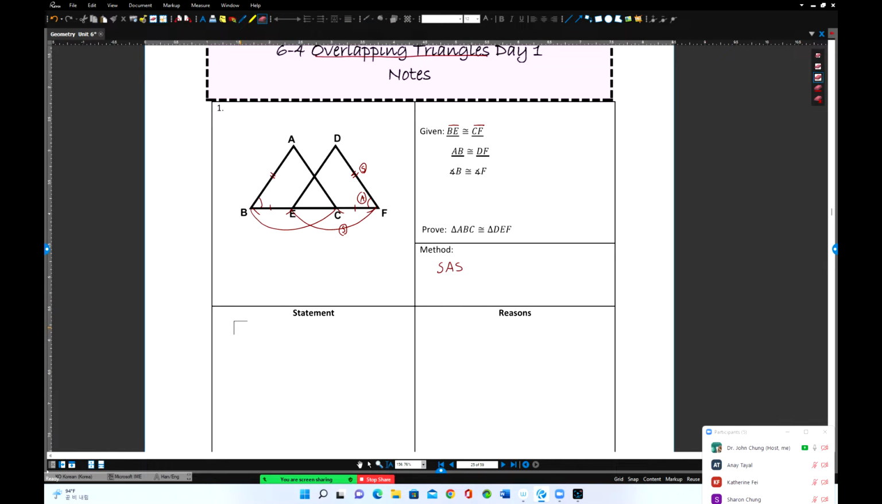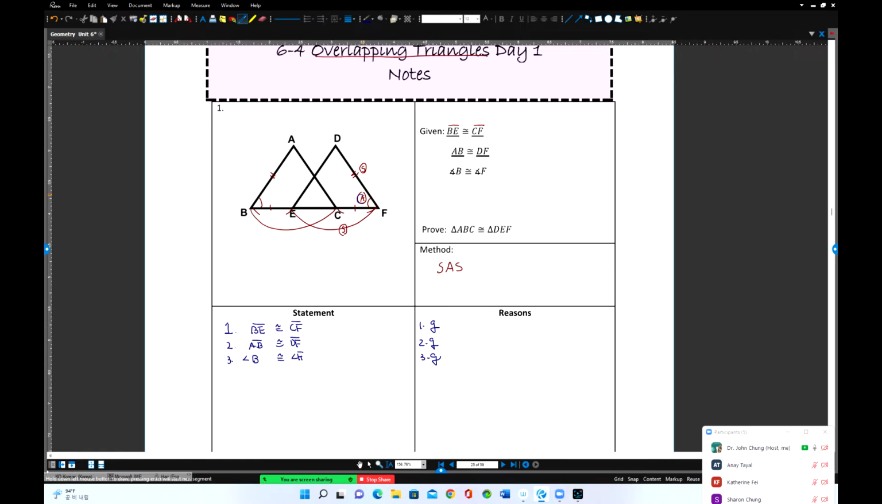And where is it? BE congruent CF. That's the given. AB congruent to DF, second given. Angle B congruent angle F, that's the third given.